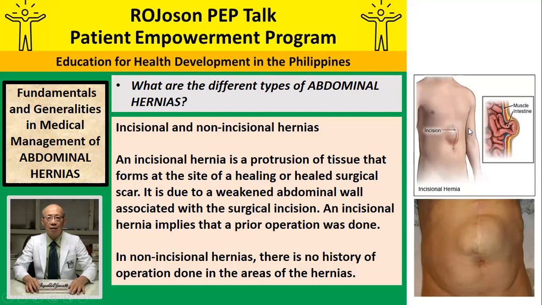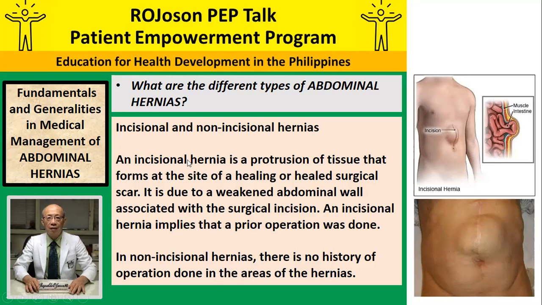So it is due to the weakness of the abdominal wall associated with the surgical incision. As the surgeon operates and goes in, he has to open not only the skin, but also the muscle, the abdominal wall, the fascia. So when he closes, he makes sure that the fascia, especially the fascial layer, is secured. If not, there might be a hernia developing. In contrast, non-incisional hernias just mean there is no history of an operation. It's as simple as that.